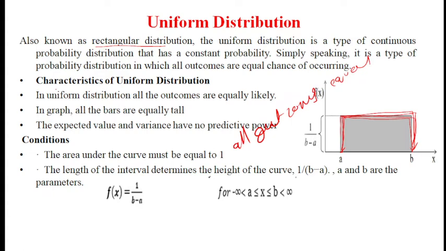What are the characteristics of this uniform distribution? In uniform distribution, all outcomes are equally likely. In the graph, all bars are equally tall. Its expected value and variance have no predictive power.